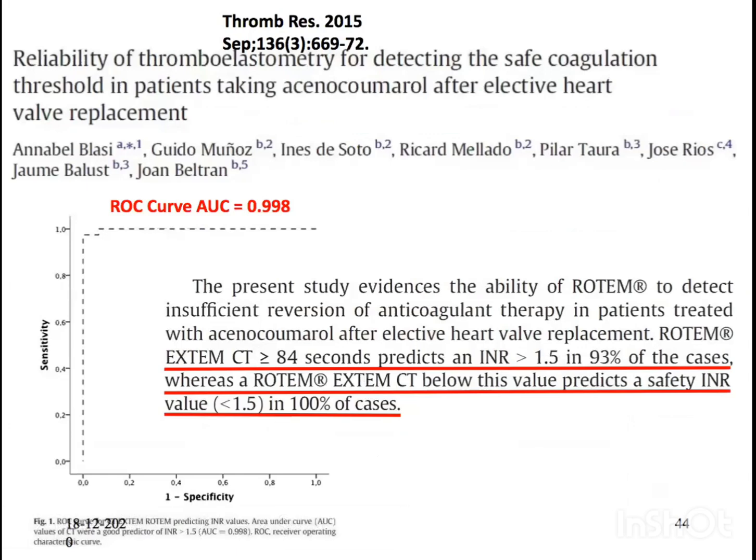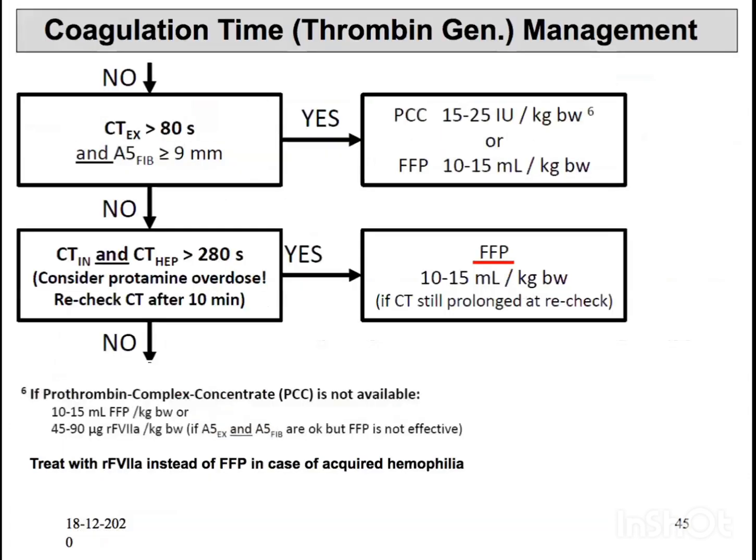Now, Annabel Blasi said that for thromboelastometry reliability in detecting safe coagulation thresholds for patients who are on warfarin after elective cardiac valve surgeries, there should also be an EXTEM CT of more than 84 seconds. And if it is more than 84 seconds, it predicts an INR value of more than 1.5 in nearly 93% of cases. Now, this study from the Journal of Thrombosis Research in 2015 paved the way for point of care testing to come up in a better way.